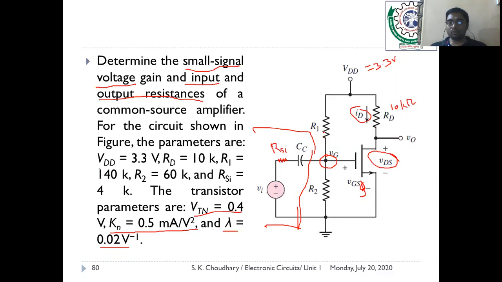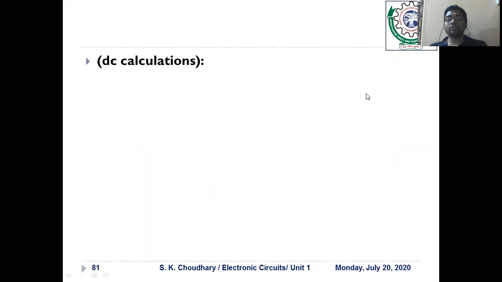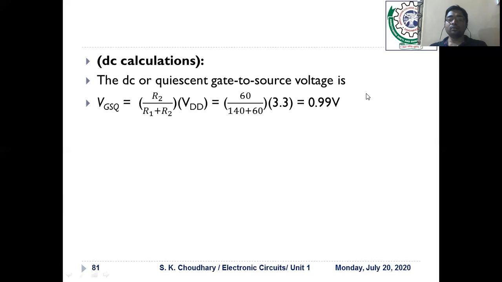And now, according to the potential division rule, VG is equal to R2 upon R1 plus R2 times the supply voltage VDD. So from this relationship you can find out the gate to source voltage VGSQ: R2 upon R1 plus R2 into VDD, 60 upon 140 plus 60, times 3.3. So you finally get a value of 0.99 volt for VGSQ.